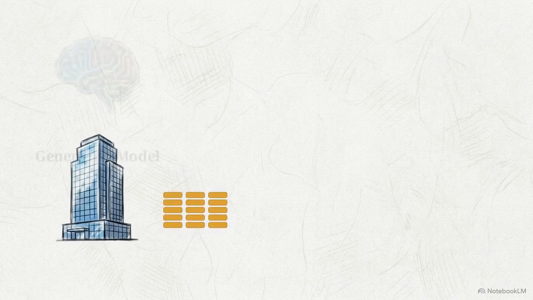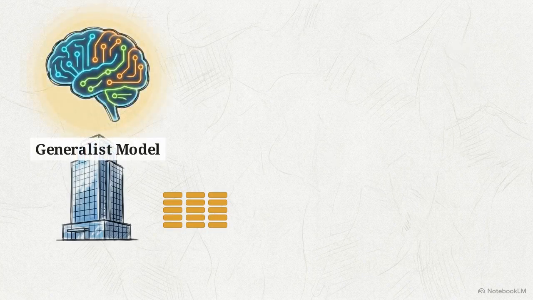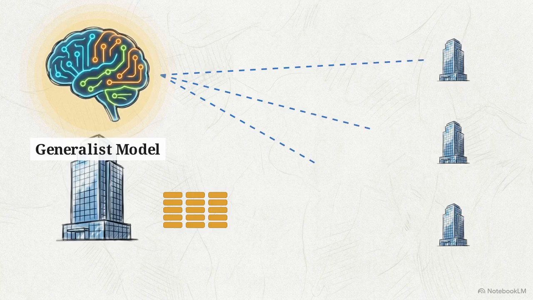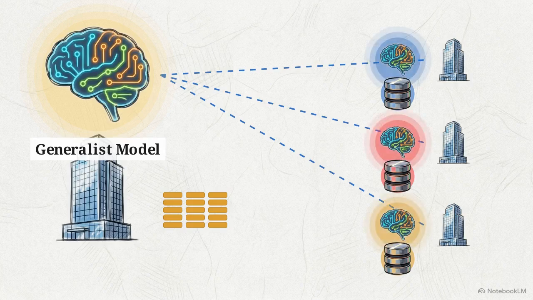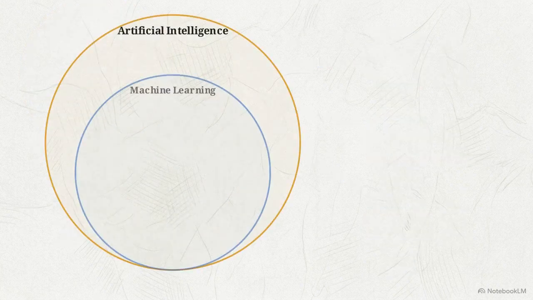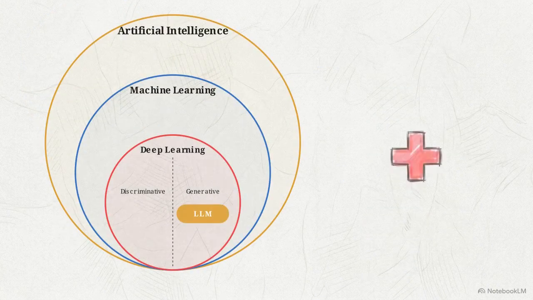This structure explains the modern AI economy. Tech giants spend billions pre-training massive generalist models, and smaller companies buy access to fine-tune those models with their own specialized industry-specific data. Let's put the entire map together with a single real-world scenario.